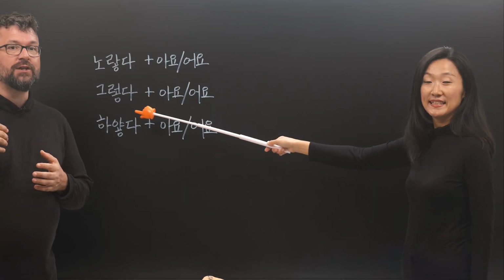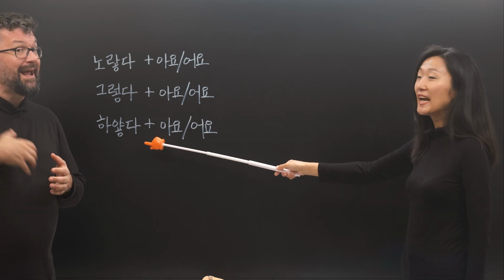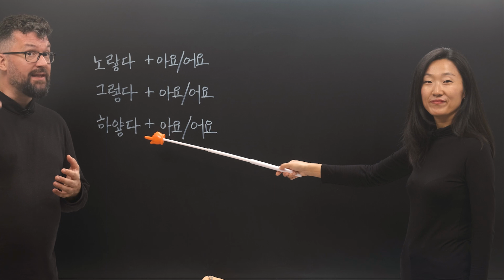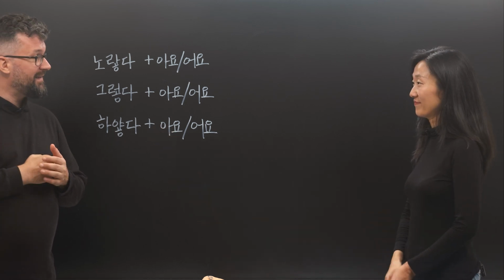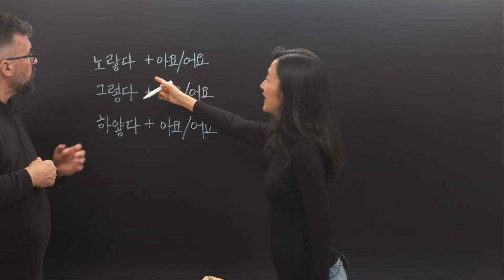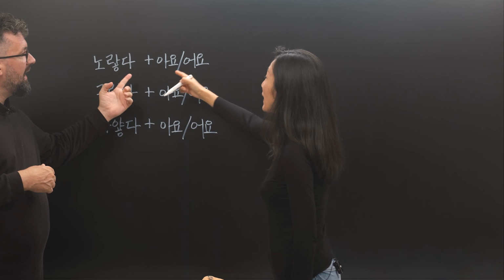그렇다. 그렇다 means to be like that. 하얗다. 하얗다 is the adjective for the color white, so it means to be white. Let's conjugate them into the present tense. So 노랗다. 노랗다, the last vowel is ㅏ. So we add 아요.